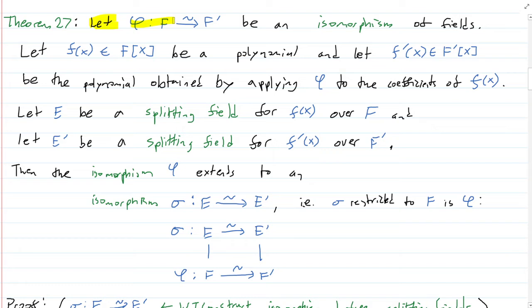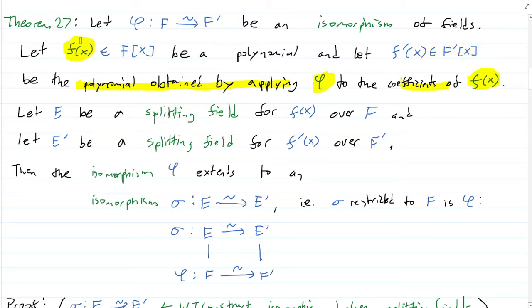So let phi be an isomorphism between two fields. So these fields are basically the same because there's an isomorphism between them. So F and F prime. There's an isomorphism of fields. Let f of x be a polynomial with coefficients in the first field, F. Okay? And let f prime be a polynomial with coefficients in the second field, and let this polynomial be obtained by applying phi to the coefficients of f of x.